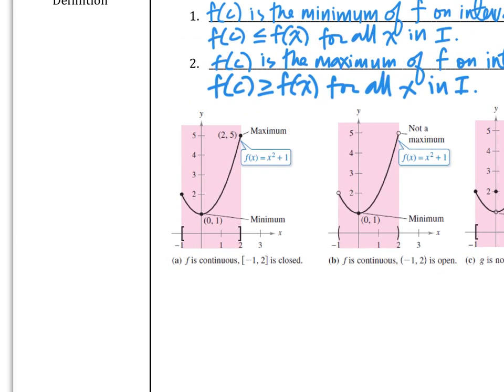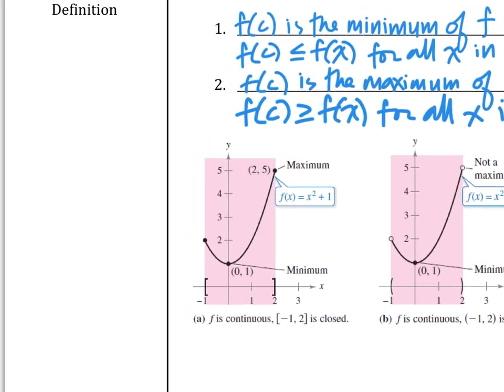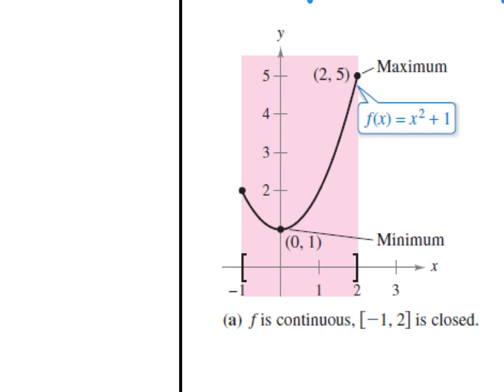Let's look at these graphs. These are kind of interesting. What I want you to notice is the endpoints. Endpoints can be open or closed, right? We can always have an open or closed interval. So let's take a look at what we call maximum and minimum. In this graph here, you can see that it's in a closed interval from -1 to 2.